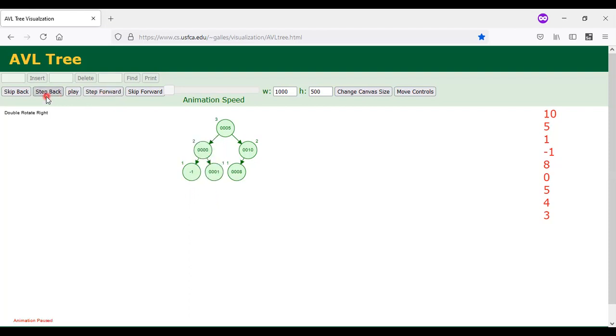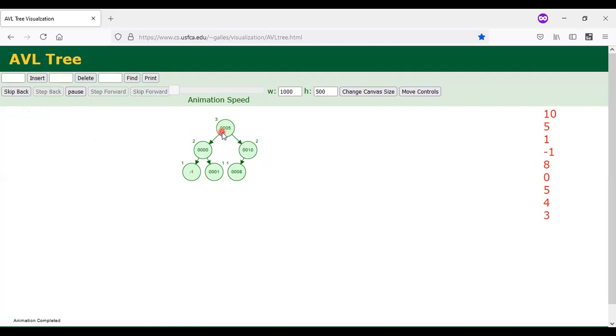So this double rotation has to be done here. What we are doing is making 0 the parent node, and then -1 and 1 as its children. So these values are: this is less than 0, this is greater than 0. Now see if it has any imbalance or not. No imbalance is there.